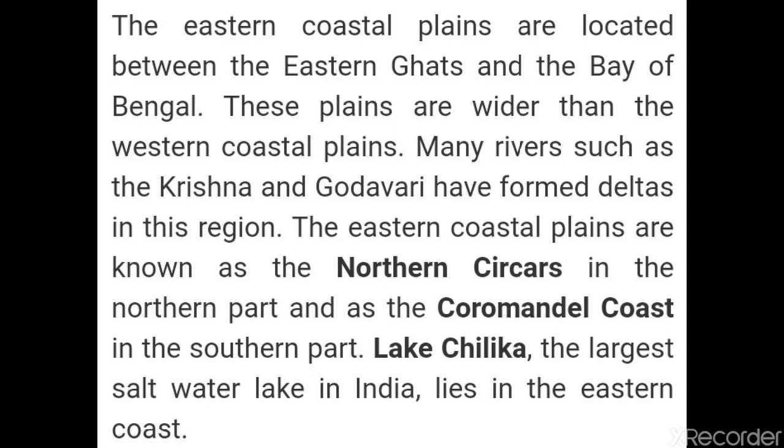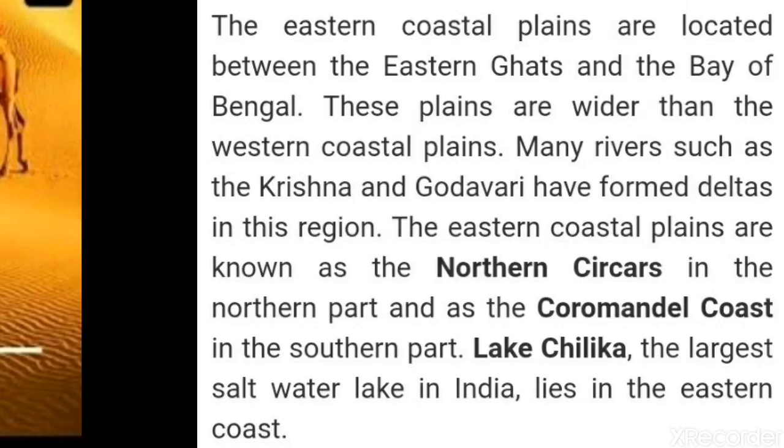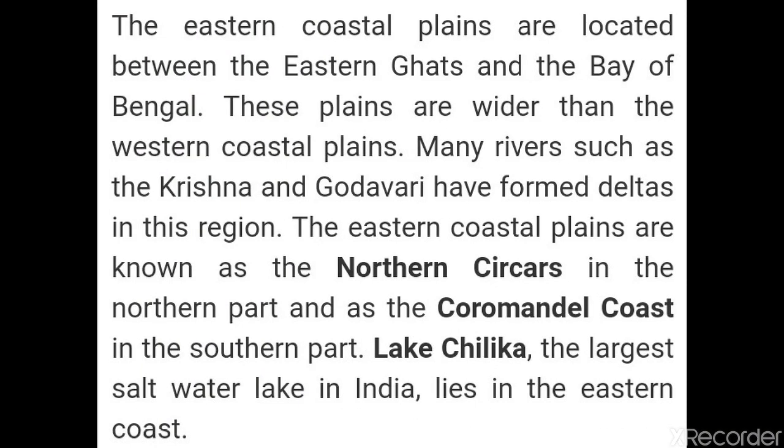Chilka Lake, the largest saltwater lake in India, lies on the eastern coast. So the eastern coast lies between the Eastern Ghats and the Bay of Bengal, and it is divided into two parts: the Northern Circars and the Coromandel coast.